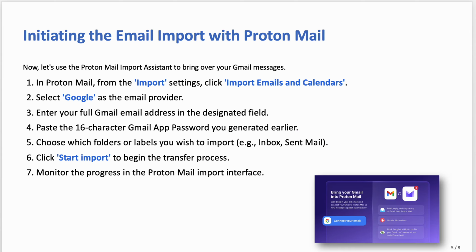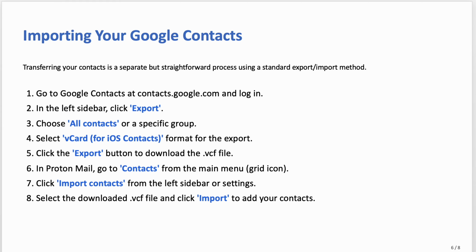Then initializing the email import with Proton Mail. In Proton Mail, from the import settings, click the option of import mail and calendar and select Google as the email provider. Enter your full email address in the designated field. Paste the 16-character Gmail password you generated earlier. Choose which folder or label you wish to import. Click the option of start import.